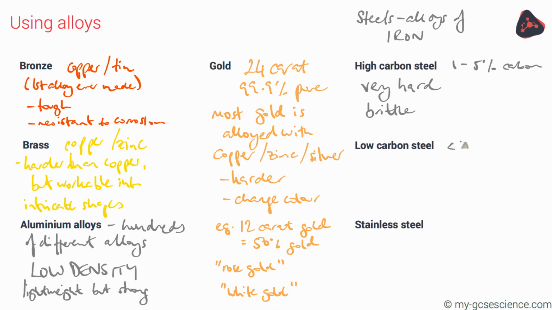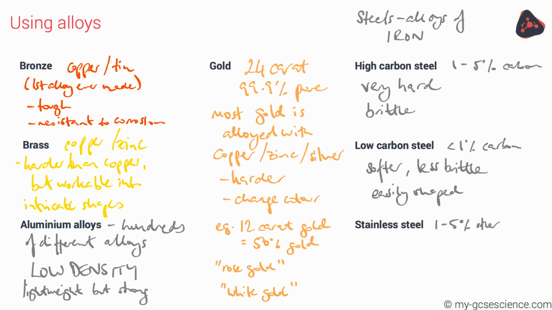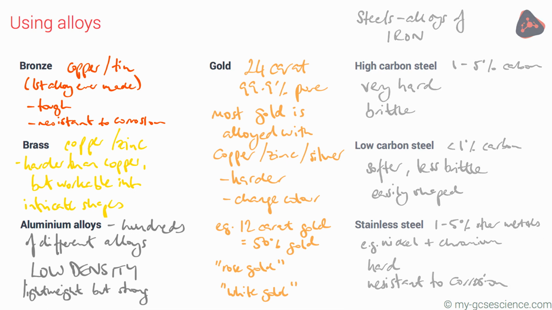Low carbon steel, which is made by removing some of the carbon from the raw iron that comes from a blast furnace, is softer and less brittle and therefore more easily shaped. And it's important that you're able to compare high carbon steel with low carbon steel in terms of how carbon affects its hardness and brittleness. Stainless steel is a type of steel where the iron is mixed with other metals, such as nickel or chromium. This makes the steel harder, shinier, and most importantly, resistant to corrosion, which is what makes it so useful for cutlery. So remember that most metals are actually alloys, and the exact composition of the alloy affects the metal's properties.